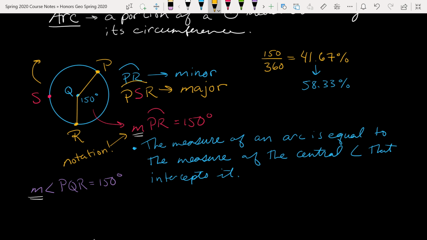Of course, as a result, the measure of arc PSR, the major arc that we created with our central angle, is 210 degrees. Now we can divide a circle up into as many arcs as we want, but of course it's always going to be the case that all of the arcs taken together are going to add up to measure 360 degrees. Otherwise we haven't taken account of the entire circle.